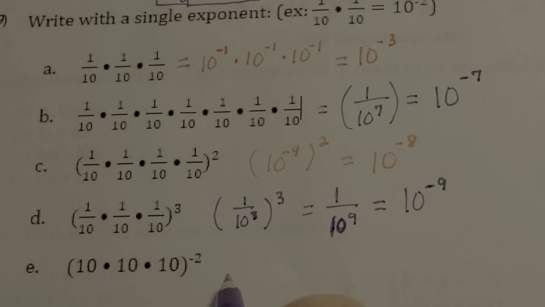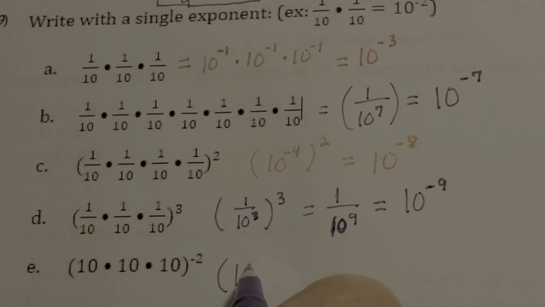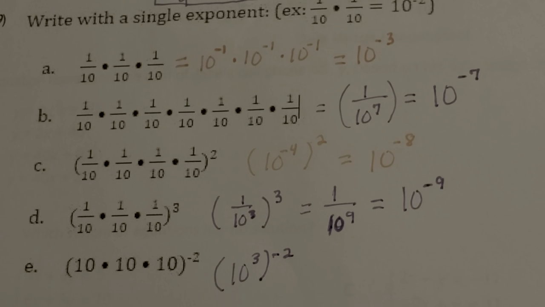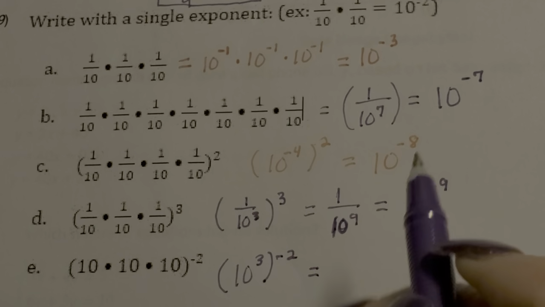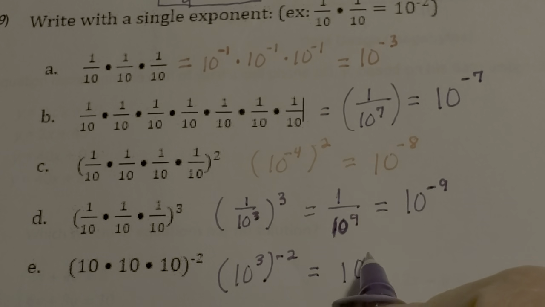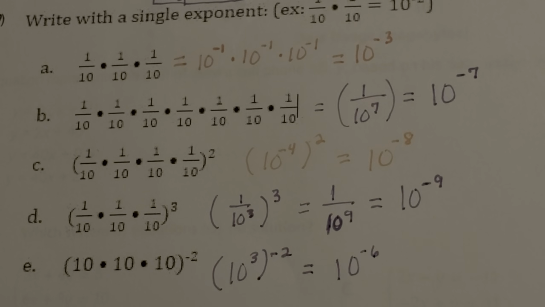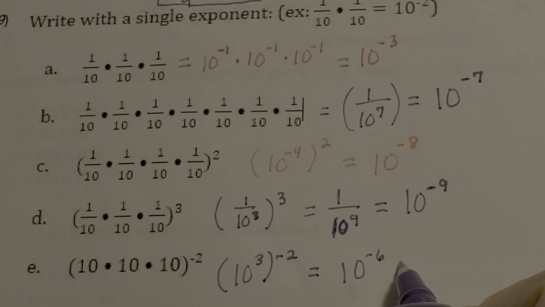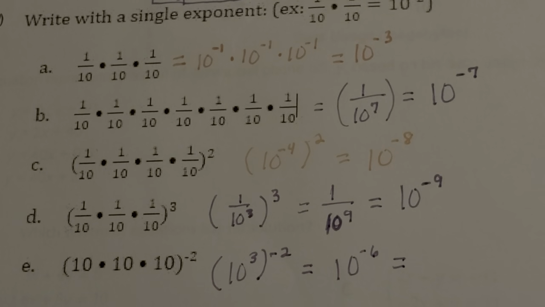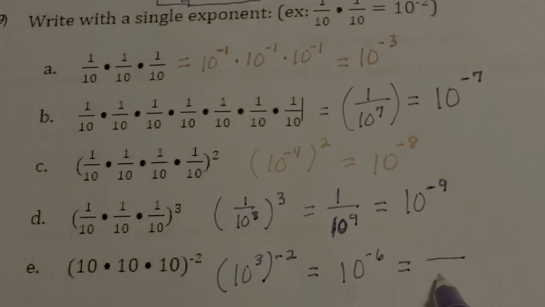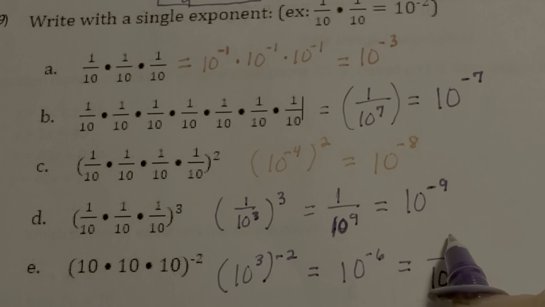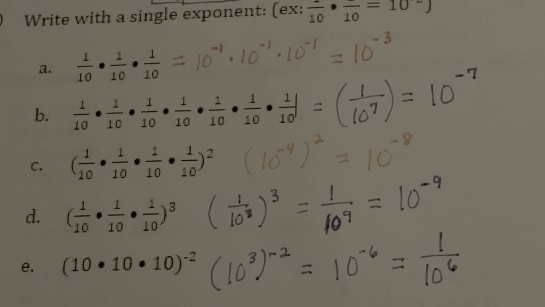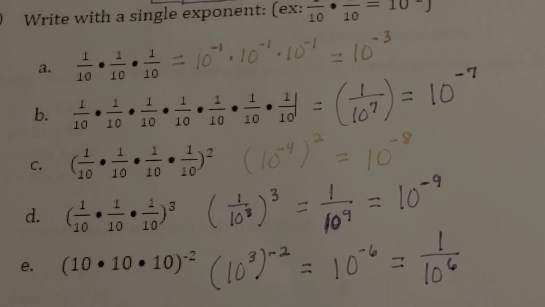On the last one, we have 10 3 times inside, raised to the negative 2 power. When we multiply those powers, we get 10 to the negative 6 power. If we want to write this with a positive exponent, then we simply move the base, change the power to the opposite, and take the reciprocal by putting 1 over 10 to the 6th power.